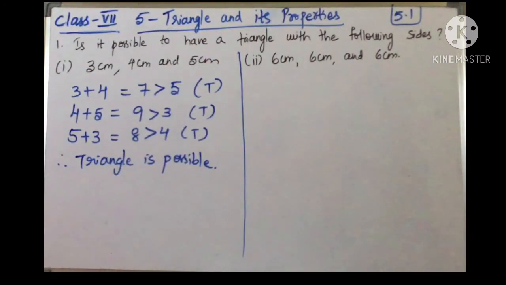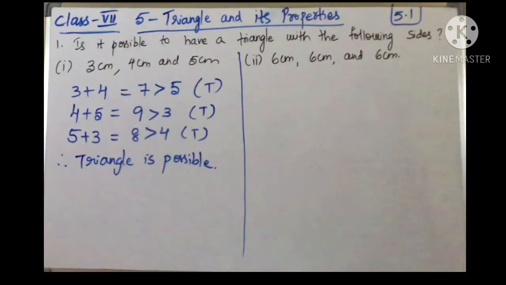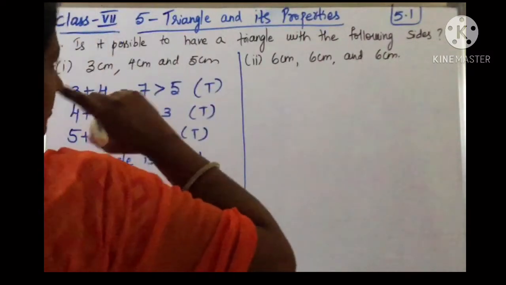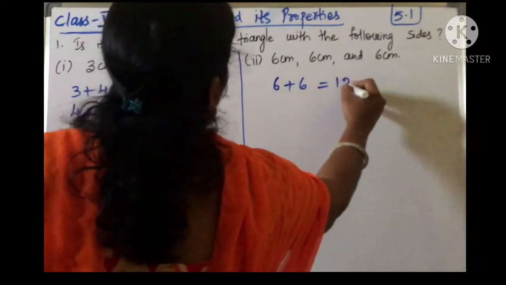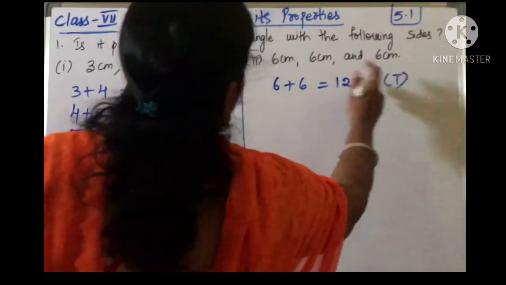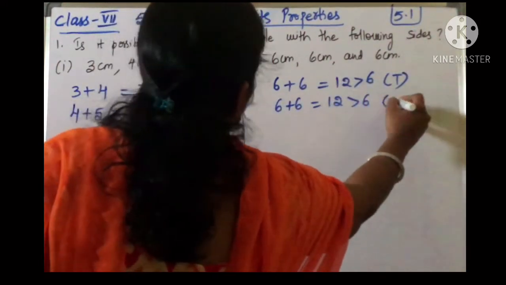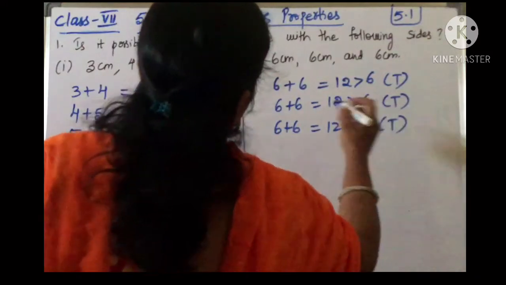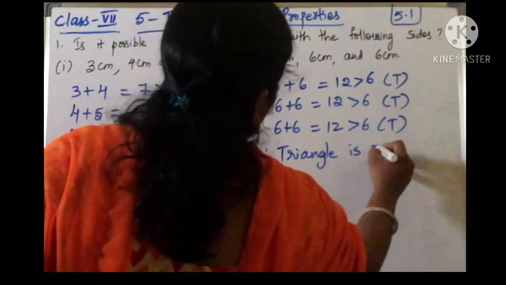Okay, children, now coming to the next question. Here 6 centimeters, 6 centimeters, 6 centimeters means all three sides are equal. When all three sides of a triangle are equal, what type of triangle is it? Yes, an equilateral triangle. Here obviously you will get possible only. Here 6 plus 6, I am adding these two. How much? 12. Is 12 greater than 6? Yes, true. Now the other two, 6 plus 6, you get the same: 12 is greater than 6. Yes, true. Another 6 plus 6, 12 is greater than 6. Here you are getting all three conditions true. Therefore, we can write that the triangle is possible.